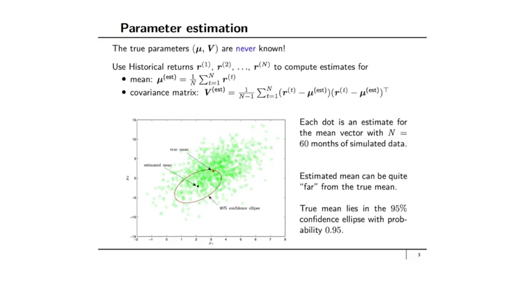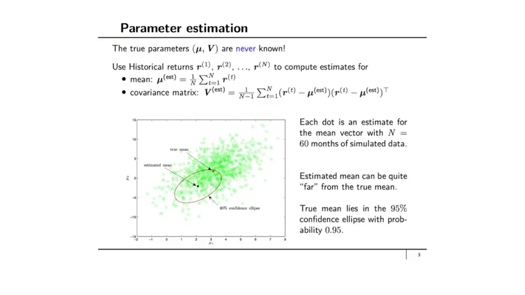And the starting point of this module is that the true parameters that we are after, which are the mean vector and the covariance matrix of the assets, are never known. And we are going to use historical returns to compute estimates for the mean return and the covariance matrix. The easiest way to do that is to estimate the mean return by the sample average of the returns over some period n. Once you have the sample average for the mean, you can compute the covariance matrix by substituting the estimated mean instead of the true mean to get an estimate for the variance.